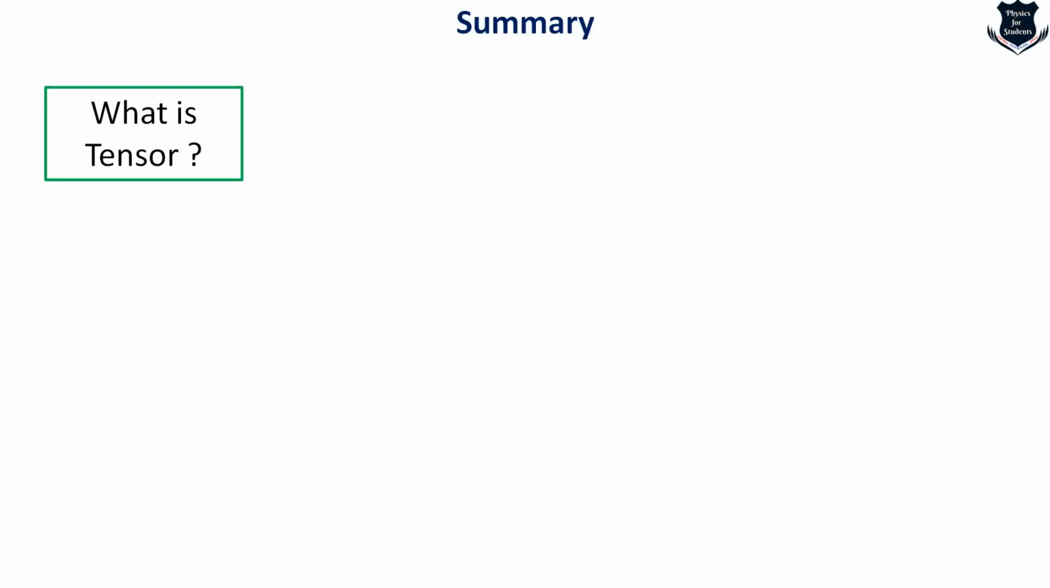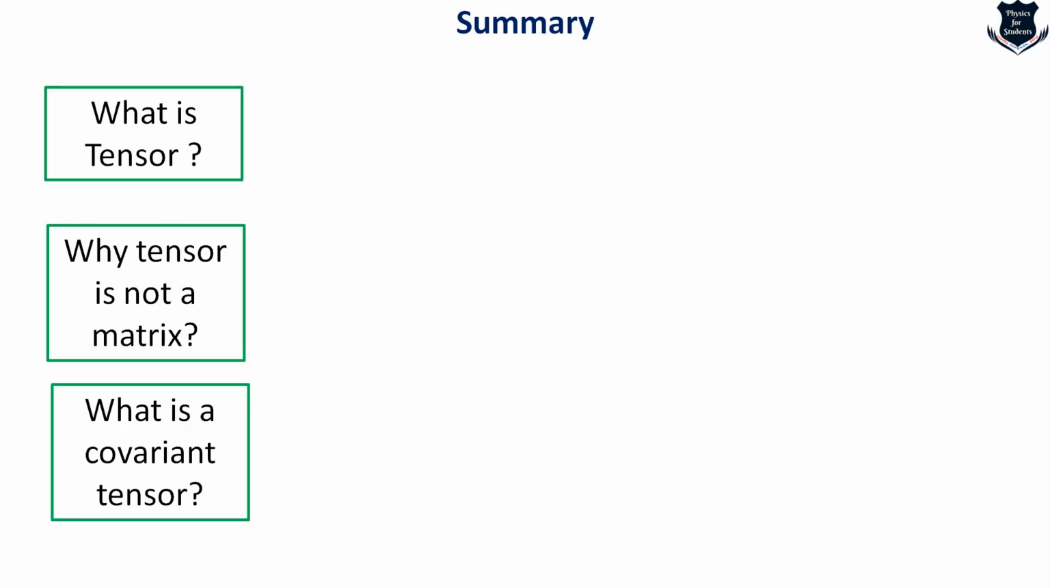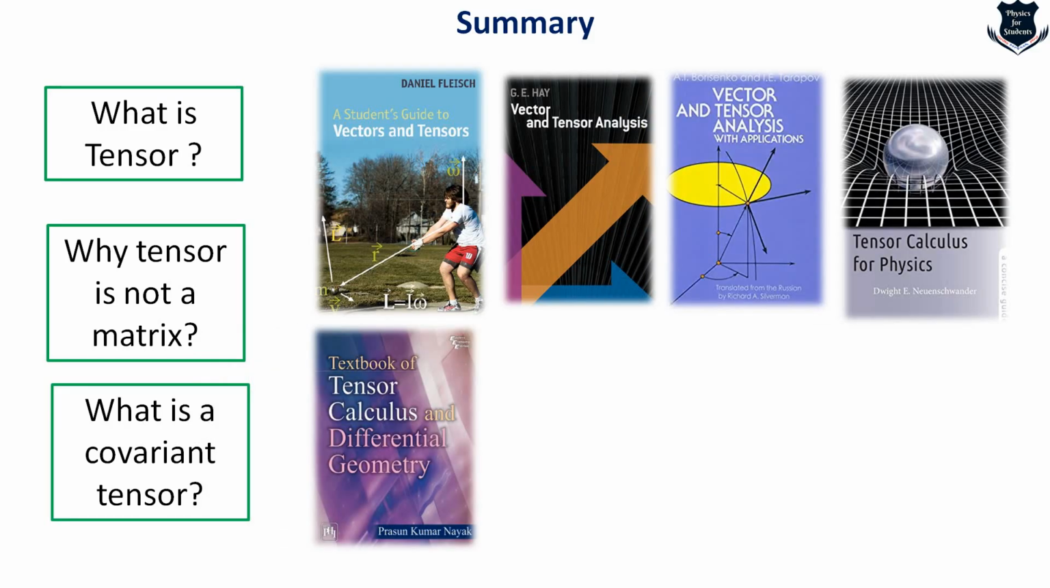So we come to the summary of today's video. We talked a lot about what is a tensor, why a tensor is not a matrix, how a tensor changes using a covariant and a contravariant example. We have also looked into a lot of books, around 5 books which we have seen, and you can pick up any one of those books starting with Daniel Fleisch and go on.